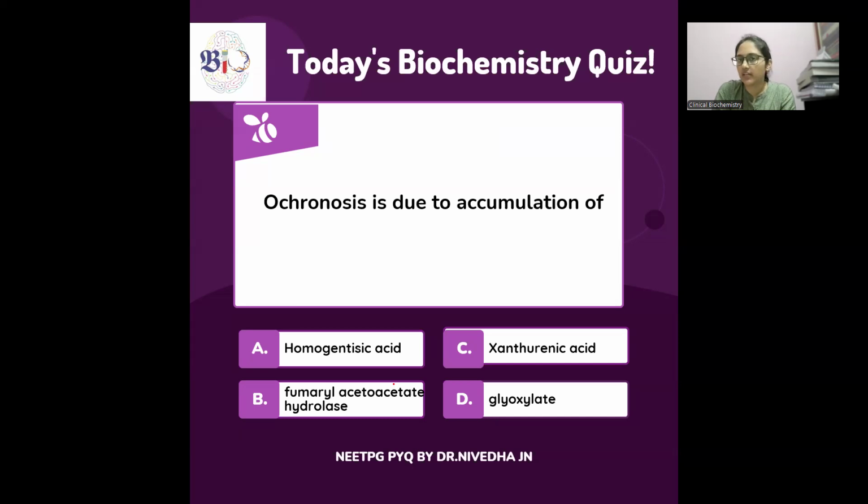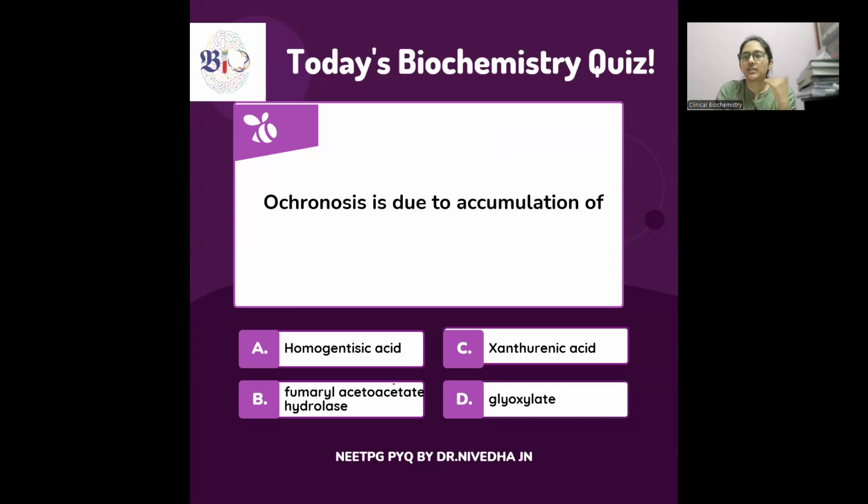It's a very, very important question. Ochronosis is due to accumulation of homogentisic acid. So what's the condition here? It's the inborn error of amino acid metabolism, which is alkaptonuria, right? Alkaptonuria is due to the deficiency of homogentisic acid oxidase enzyme.